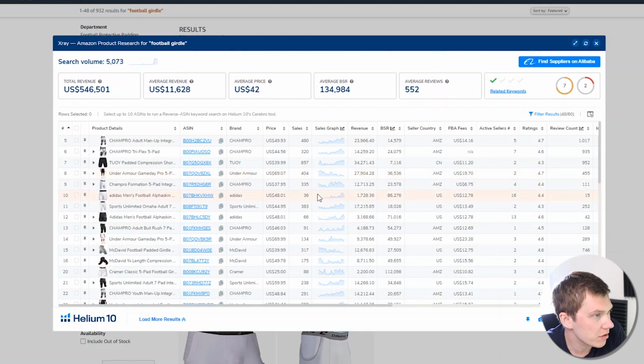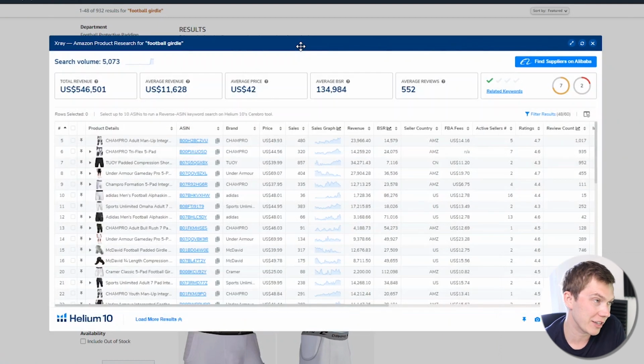Okay, so we've removed those now. So let's have a look at each column of importance. So the first thing is the price point. We can see that everything on average is around $40 to $50. So it's a very attractive price point. If you had a profit margin of 20 to 30%, then you're going to be making $10 to $15 here on average per sale, which is really, really good.